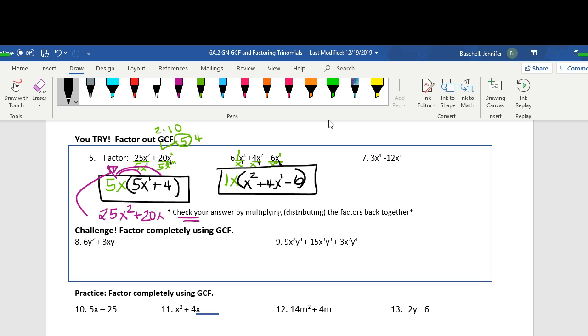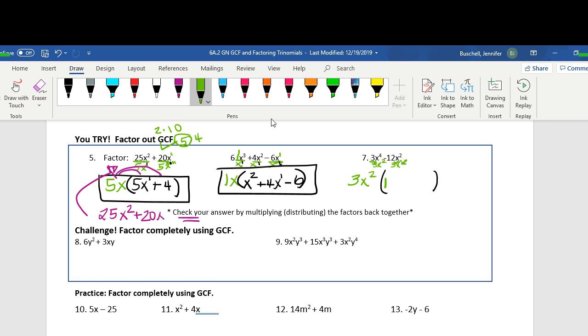Let's look at 7. I have 3x to the fourth minus 12x squared. Okay, so 2 terms. My smaller number is 3 here, and I'm not looking at the pluses or minuses. Okay, and I'm going to ask myself, can 3 go into 12? And yes, it can. So I'm going to take out a 3. Both terms have variables, so I'm going to look at x to the fourth, x squared. I want to take out the x squared. I'm going to start my parentheses, and I'm literally dividing each term by 3x squared, my GCF.